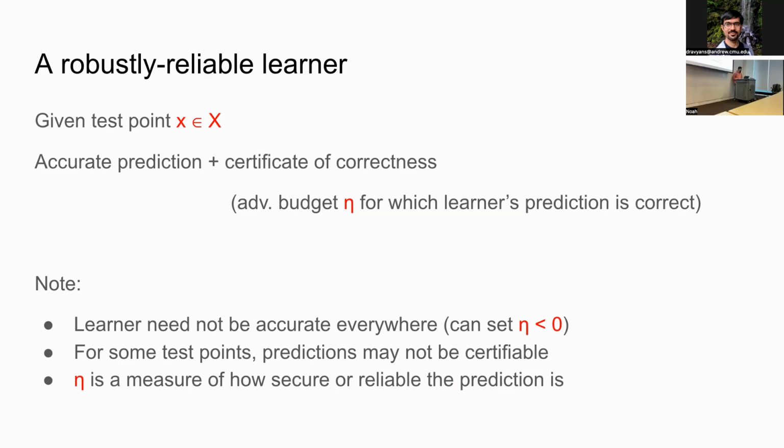And for some test points, in general, predictions may not be certifiable. Depending on how the distribution is defined and so on, there are points which you basically cannot certify. And finally, we have this eta, which we will call variously the robustness level, reliability level, and so on. It's basically a measure of how secure the prediction is. So you can think of it as how confident the learner is. Yeah, question?